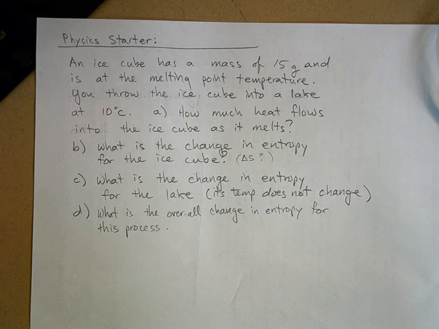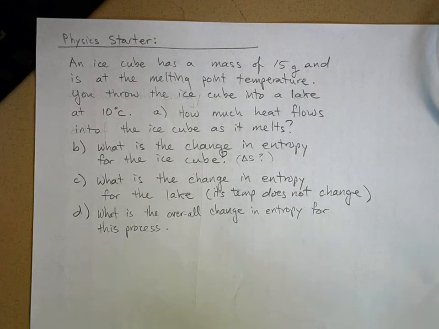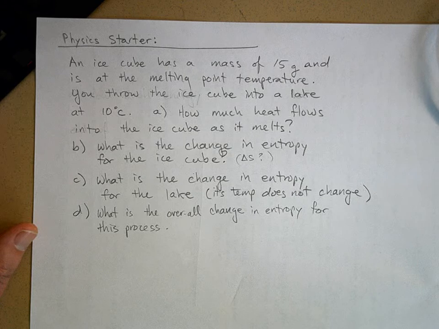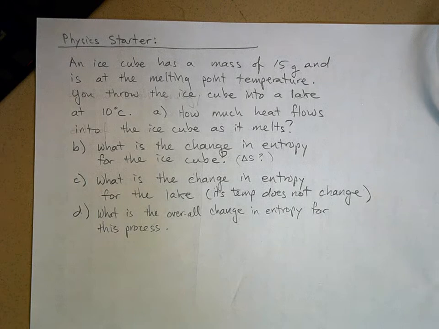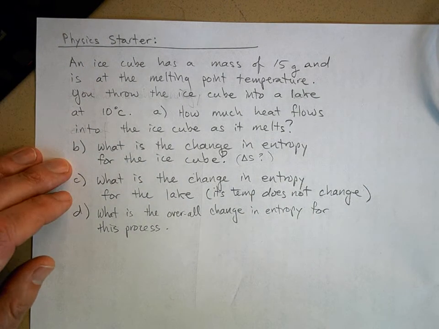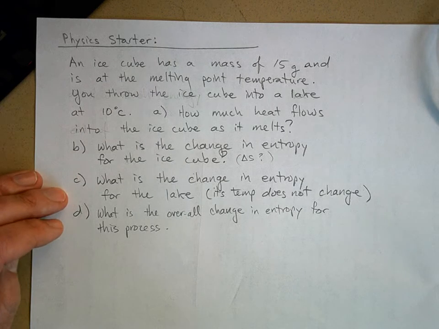You throw the ice cube into a lake at 10 degrees Celsius. That is, the lake is 10 degrees Celsius. How much heat flows into the ice cube as it melts? Or after it's melted, when it's all done melting, how much heat did it absorb? And then what is the change in entropy for the ice cube? And then what is the change in entropy for the lake?